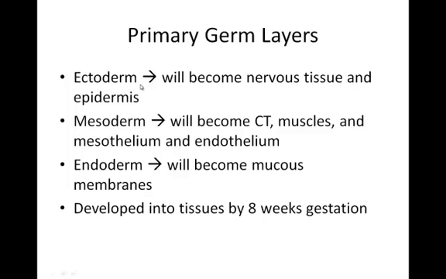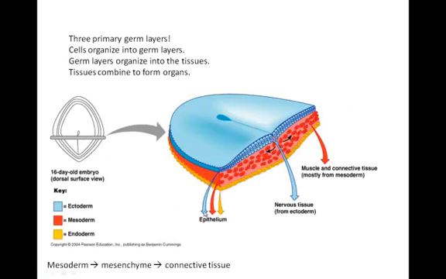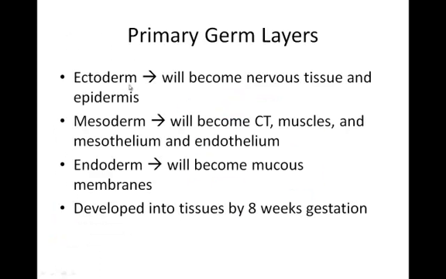Now, if we want to get a little more specific, ectoderm becomes nervous tissue and the epidermis. So back here, when we said the epithelial tissue comes from all three of these layers, now we're going to get more specific about what's happening with our epithelial tissue. The outer part of our skin, our epidermis, comes from the ectoderm. And then what other epithelial tissue comes from mesoderm? It's going to be called the mesothelium and endothelium.